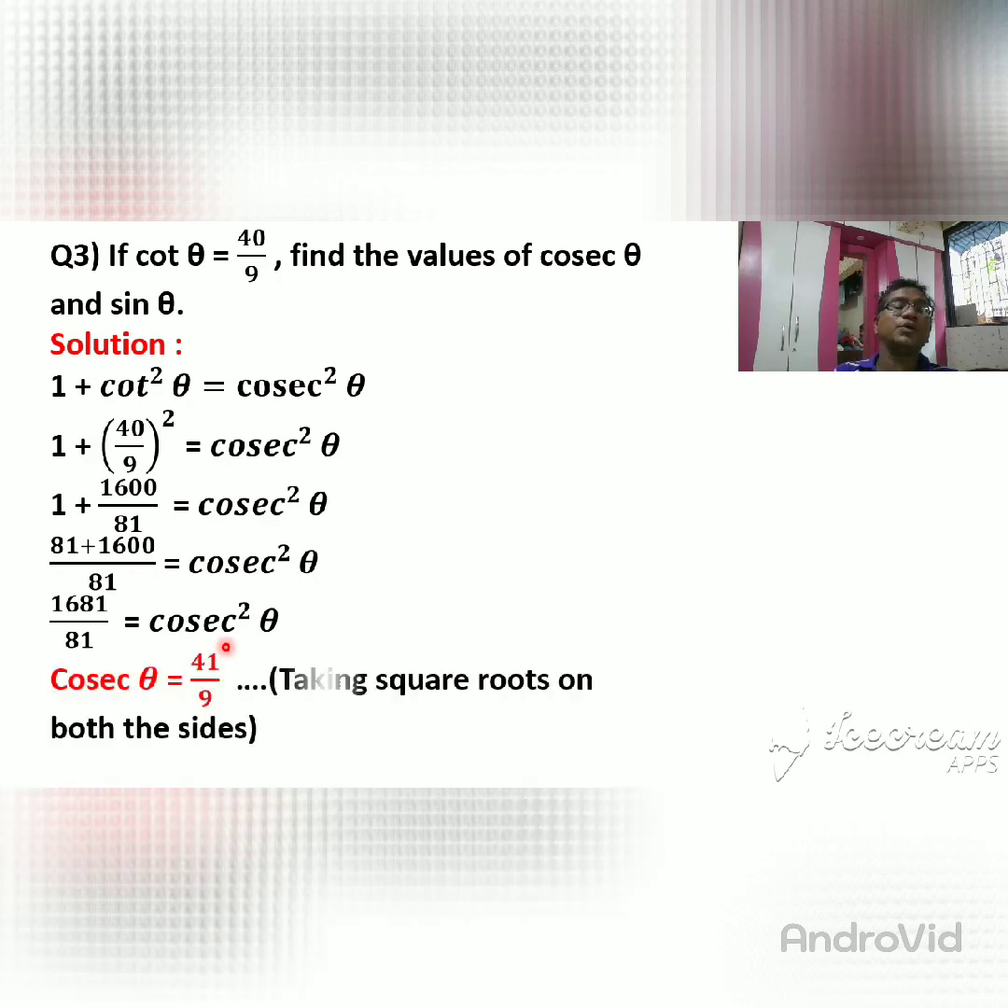So taking the square root: the square root of 1681 is 41, and the square root of 81 is 9. Is that clear? So you find cosec theta is 41 upon 9. Then you can find sin theta with an identity. The identity is sin theta is equal to 1 upon cosec theta. That identity you use: sin theta is equal to 1 upon the cosec theta.